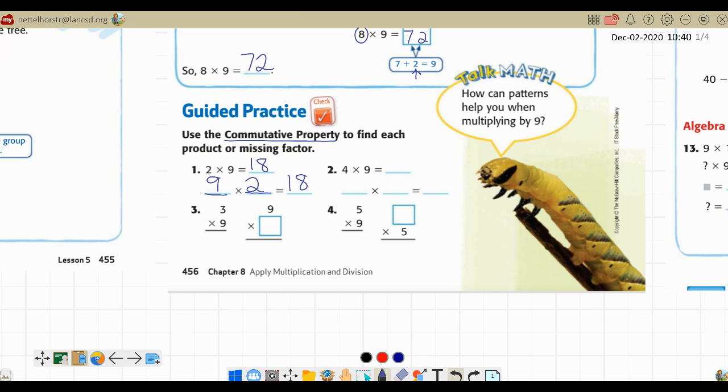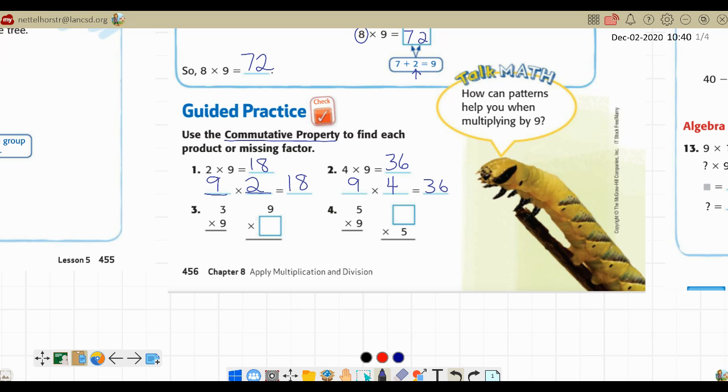Okay, 4 times 9. Write the commutative property and then find the answer. Pause the video. Okay, so the commutative property of 4 times 9 is 9 times 4. And I know for by skip counting by nines that the answer is 36. So 36 for both.